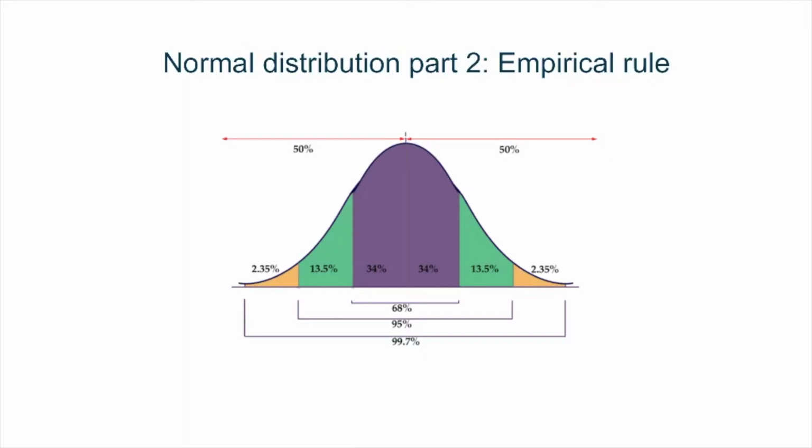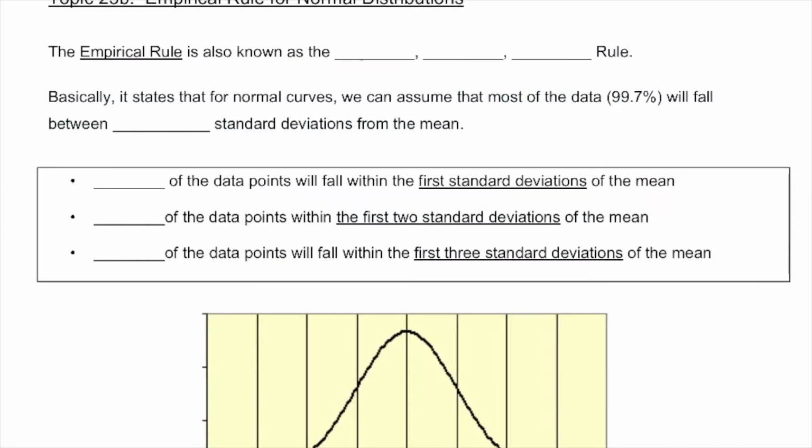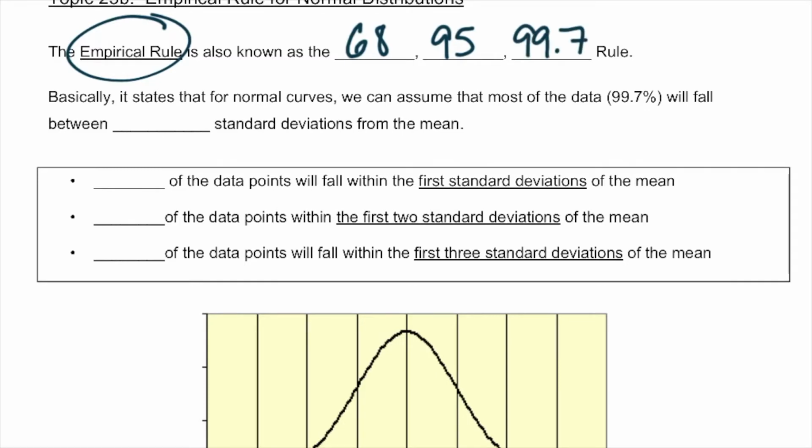This video lesson is on normal distribution part 2. We are going to be talking about the empirical rule, also known as the 68, 95, 99.7 rule. So the first thing you need to know is that we have this thing called the empirical rule, and you might sometimes hear it called the 68, 95, 99.7 rule, which is a lot of numbers.